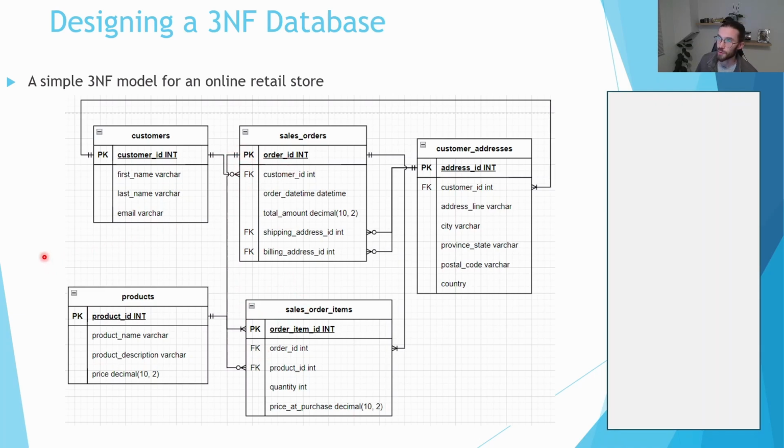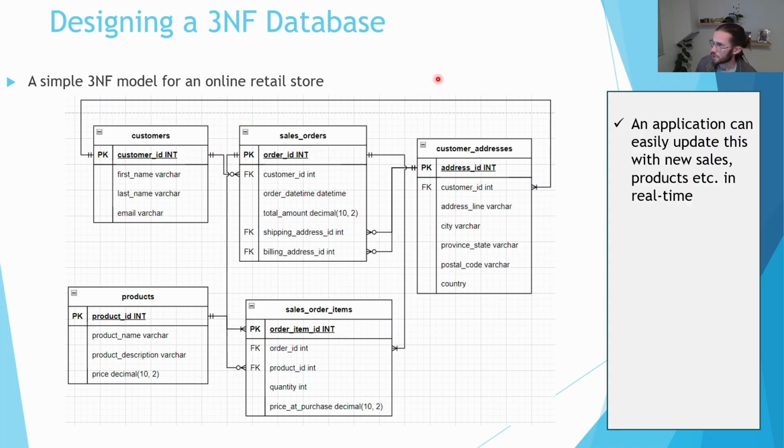So that's just a quick reminder of how to read one of these ERDs if you haven't come across these before. But effectively, our model over here is in third normal form. So great, an application can easily update this with new sales, new products in real time. It avoids weird anomalies where if I needed to update a product in our flat denormalized table, well, I'd have to enter in a bunch of nulls in the customer information.